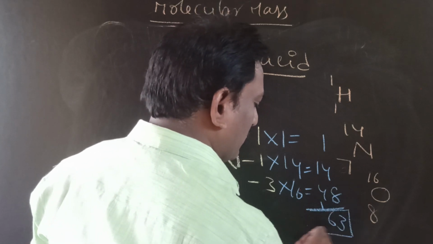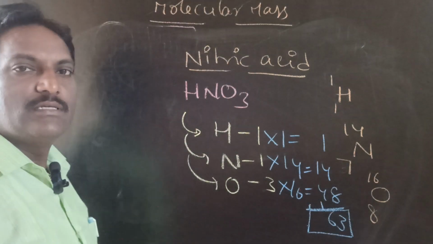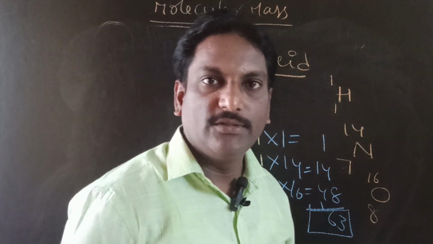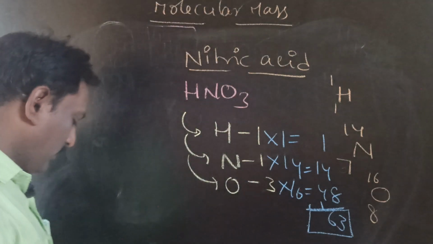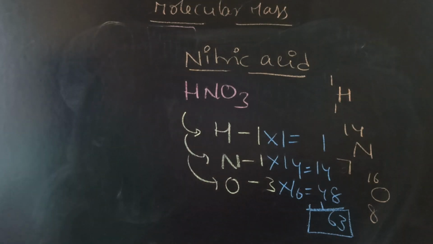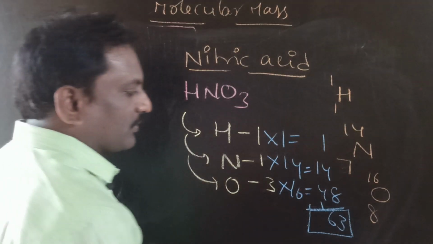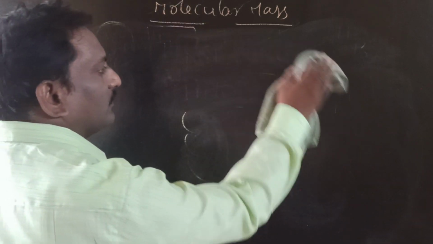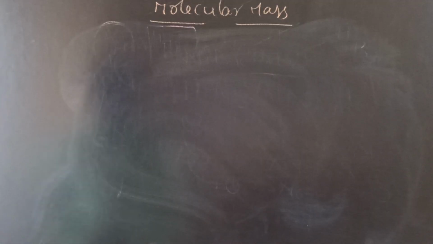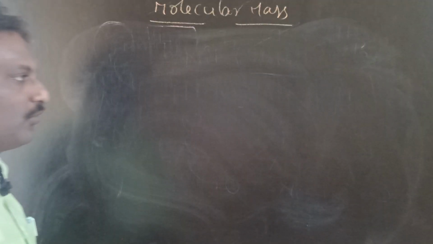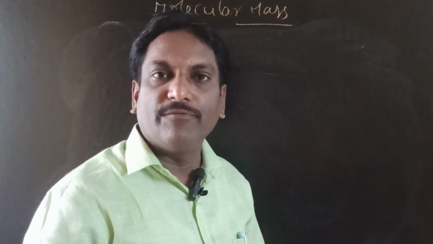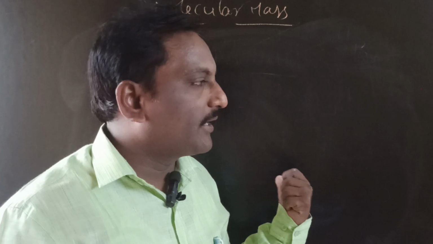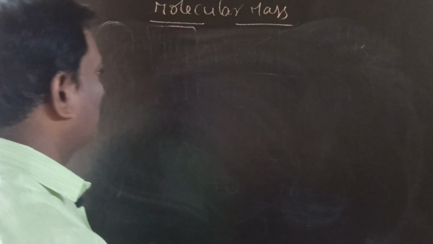So the molecular mass of nitric acid is 63. Is it clear? Right. Now let us take one more example, that is baking soda. So get ready, my dears. Please follow and copy each and every compound that I am writing on the board. These are very important examples.